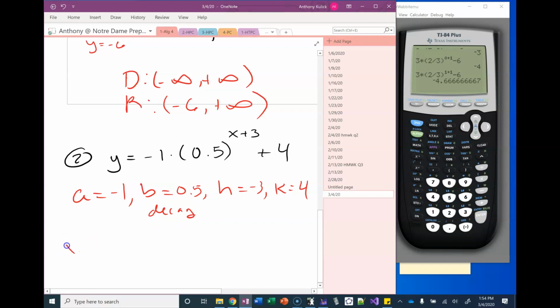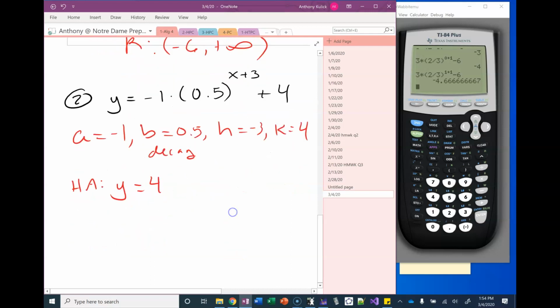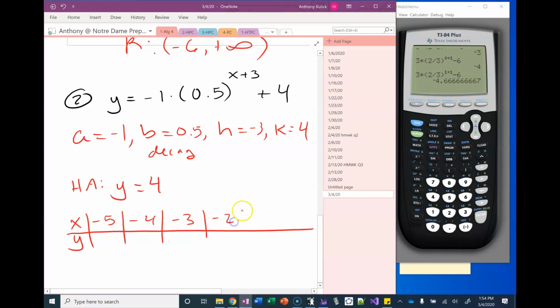Good. All right. Next after that is the horizontal asymptote. So that's going to be y equals what? 4, which is the value for k. Excellent. We'll make our xy table. So I'm going to have -2 plus h, that gives me -5, and then so on.